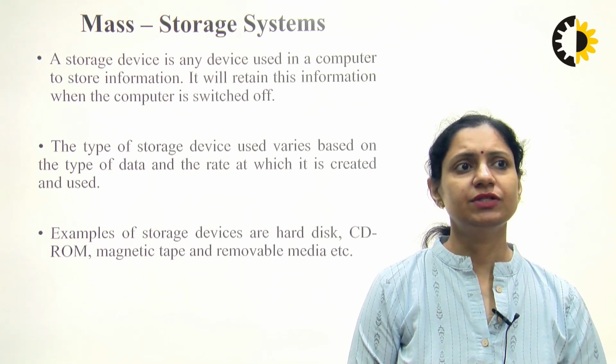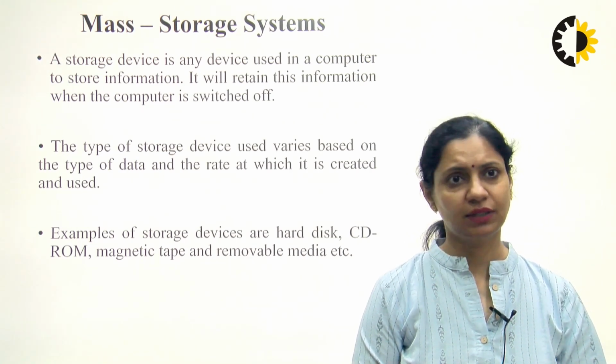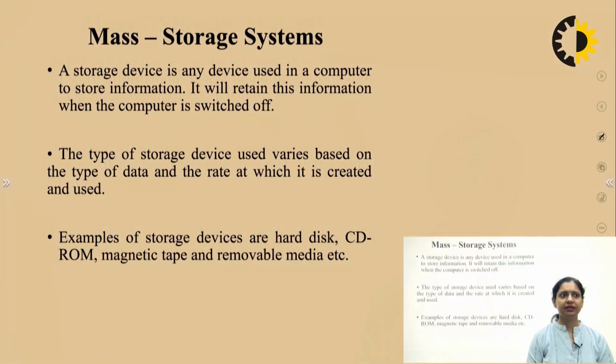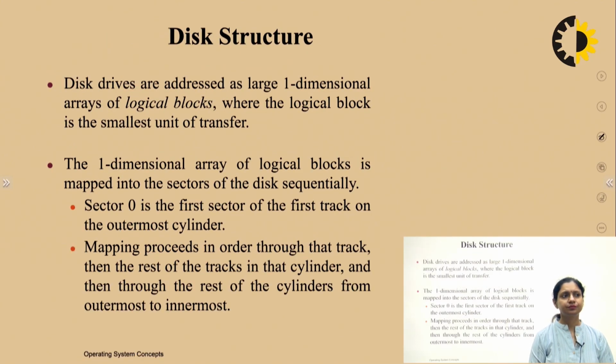The type of storage device that is being used varies based on the type of data and the rate at which it is created and used. The examples of storage devices are basically the hard disk, CD-ROM, magnetic tape, removable media, etc.